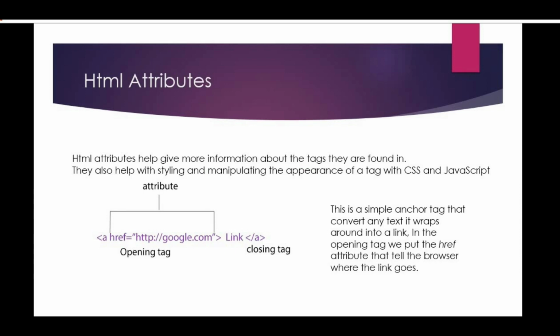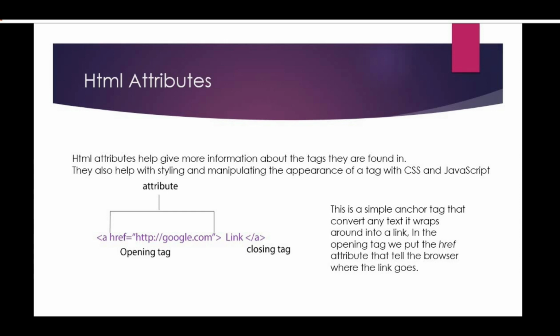Since we now know what an HTML tag is, and we now know what an HTML element is, the next aspect is HTML attributes. HTML attributes help give information about the tag. Let me put it in very simple terms, without what's on the slide. HTML element attributes are inside of an HTML tag. They give information about the tags they are found in. They also help in styling and manipulating the appearance of a tag with CSS and JavaScript.